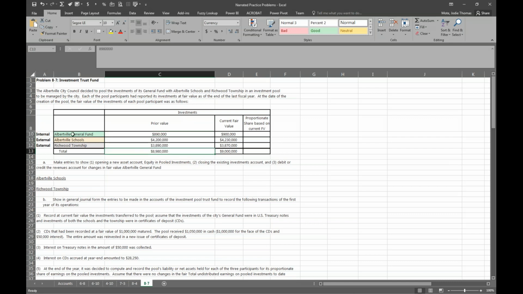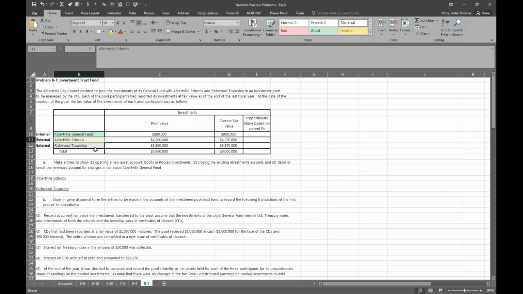And it's important to note here that the general fund is an internal fund, okay? Which means it's going to report its own interest in the investment pool on its own financial statements. And so the investment trust fund is not going to report an increase in its net assets related to any investments that are allocable to the Albertville General Fund.